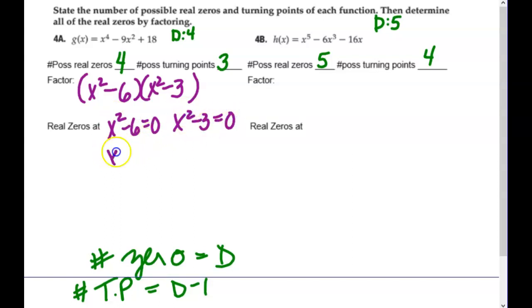If we add 6, we get x squared equals 6. This one would become x squared equals 3. Then what? It's not pretty zeros, but they're real. How many are we supposed to maybe have? 4, right? Does anybody know what the 4 are?